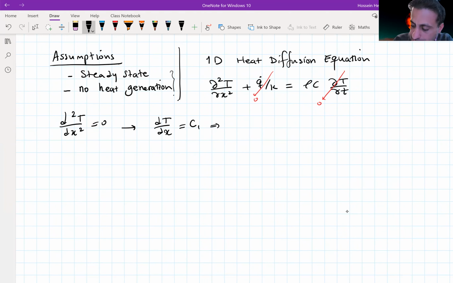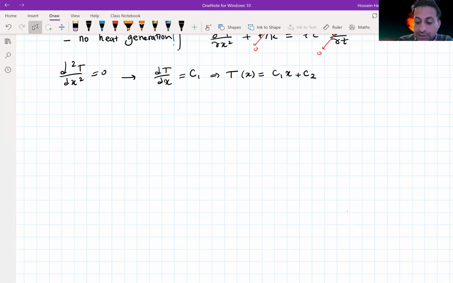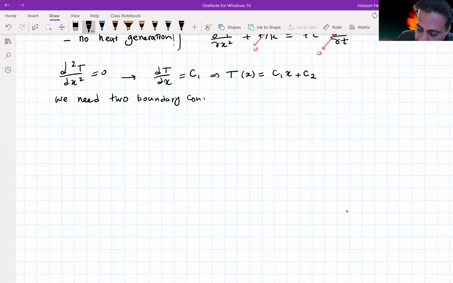And the second integration gives you T as a function of x. It's going to be c1x plus c2. Now we need to find c1 and c2. This is a second order ordinary differential equation, so we need two boundary conditions.